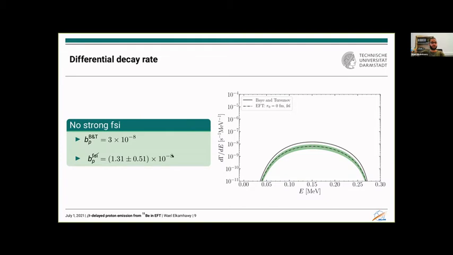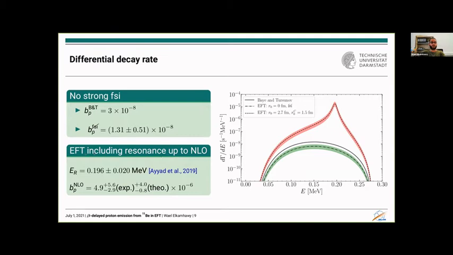However, these numbers are still far away from the experiment, which is why in the next step, we constructed an effective field theory that now includes a resonance up to next to leading order. And we use as the resonance energy the value determined by Ayat and company in their experiment in 2019, given by 0.196 MeV. And with that, we are able to calculate the branching ratio now in the new EFT, including the resonance up to next to leading order, to be 4.9 10 to the minus 6 with the corresponding experimental and theoretical uncertainties. So now including this resonance, we get the correct order.